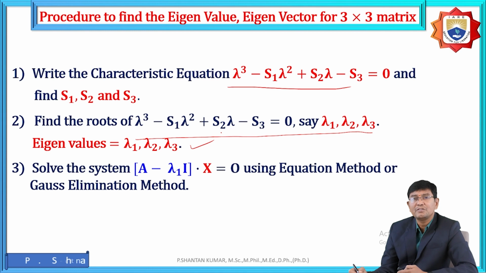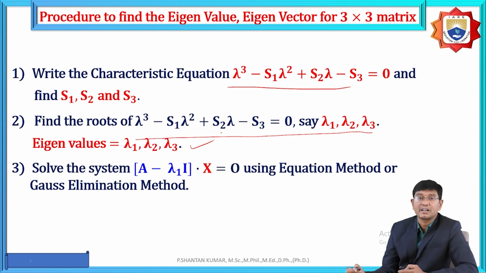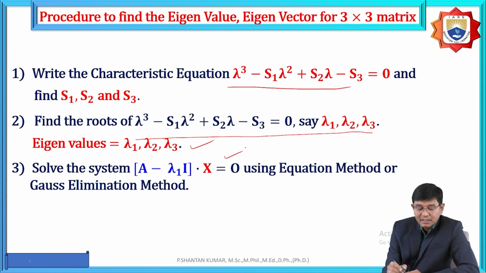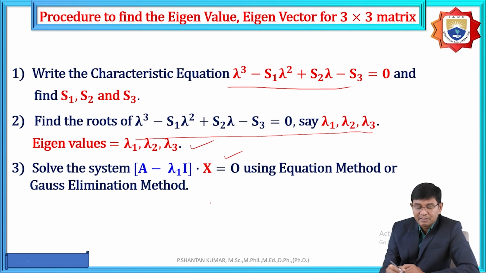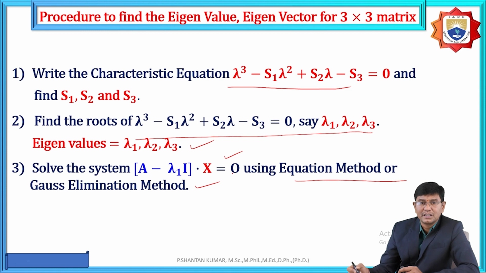And further, in today's class, we need to find out the eigenvector. The step for the eigenvector is this: for example, lambda 1, lambda 2, lambda 3 are the three eigenvalues. We need to find the three eigenvectors by taking lambda 1 with the help of the formula. Solve the system, that is (A minus lambda 1 I) into x is equal to 0. And after that, we find it by using either the equation method or the Gauss elimination method. That means there are two methods.